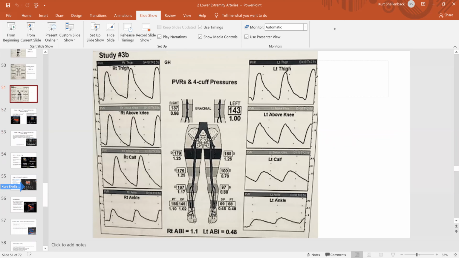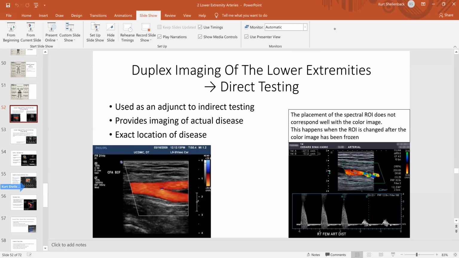Let's just skip this one. Duplex imaging, used as an adjunct, provides beautiful pictures. Common femoral artery bifurcation there. Placement of the spectral gate does not correspond well to the color image. So you could see down here on the left that there it is. X mark. All right, that looks like a stenosis.